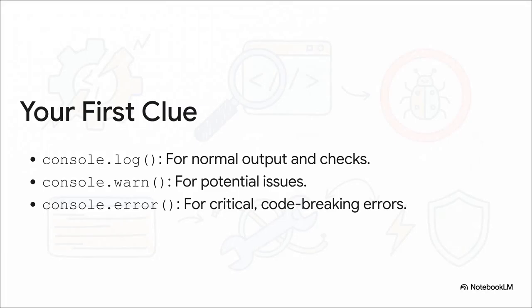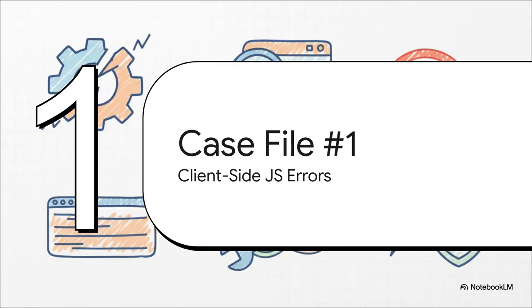Now, inside that console, you've got three main tools. Think of console.log as your magnifying glass. It lets you peek inside your code and see the value of any variable at any time. Then you have console.warn. This is like finding a weird footprint at a crime scene. It's a clue that something isn't quite right. And finally, console.error. That's the smoking gun. It points you to the exact spot where everything went wrong. All right, tools are ready.